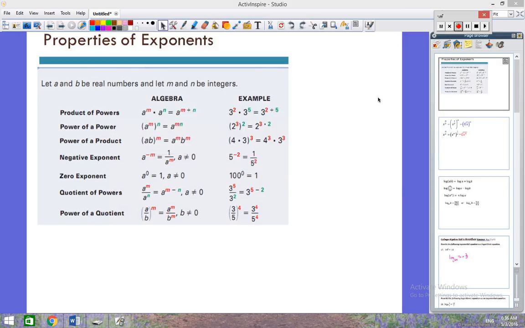Alright, so let's start out by actually having you pause the video and study these properties of exponents to make sure that you know them. These are the properties of exponents that you learned in Algebra 1 and Algebra 2, and we need these indirectly.